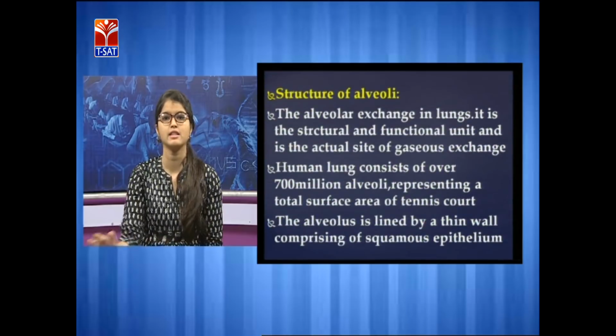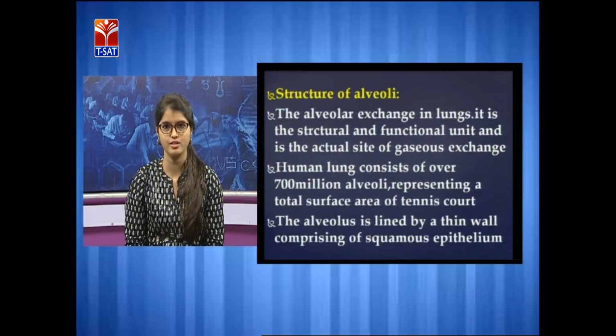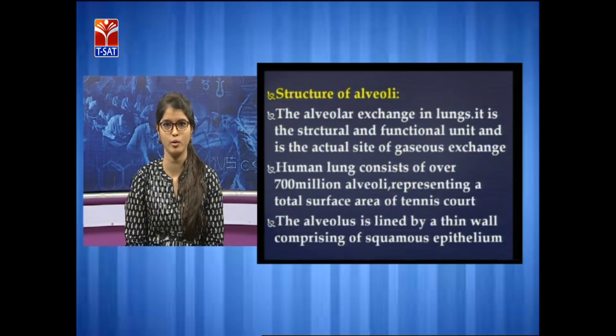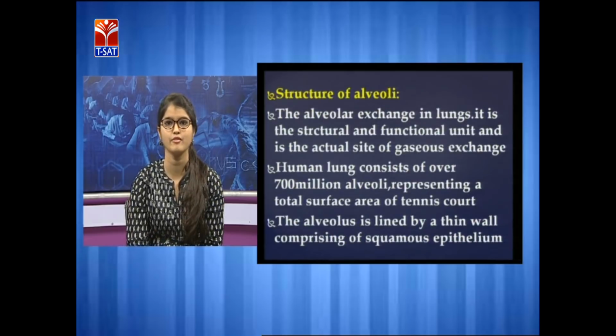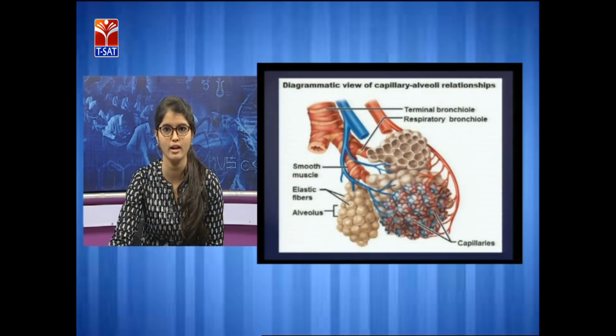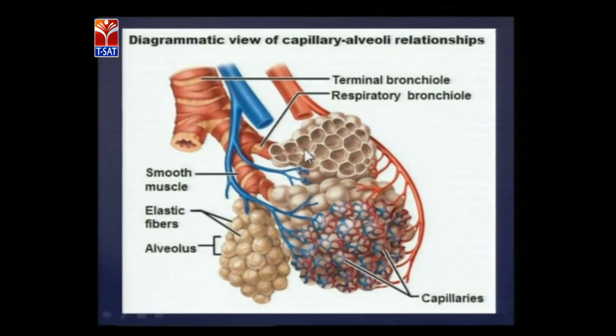Structure of alveoli. The alveolus is the structural and functional unit of the respiratory system, where the actual exchange of gases takes place. The human lung consists of over 700 million alveoli, which is equal to an area of 70 to 90 square meters, about the size of a tennis court. The alveolus is lined by a thin wall consisting of squamous epithelium. This is the structure of alveoli. This is the alveolar sac and these are the alveoli.